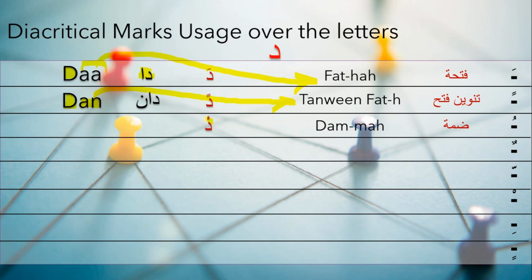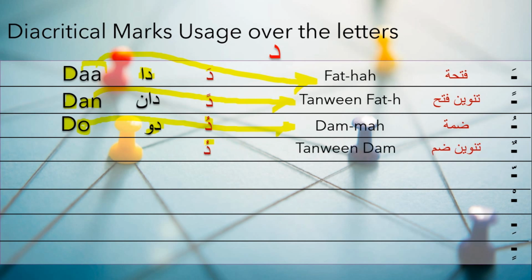Again, the dhamma here, as you can see, when it comes over the letter dal, it will be do. You remember when we learned the name Ahmad, for example, we are going to have it in the next slide. Ahmad, we will say Ahmadu. I just don't want to say this before it comes, but just to explain the dhamma here, it's do. Tanween dhamm here will be dun.